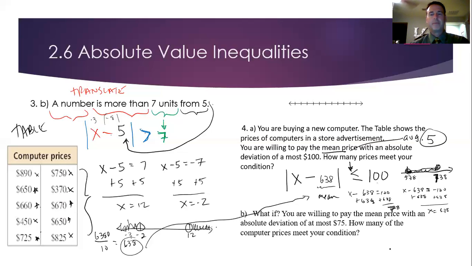All right. Part B is not much different. It says the mean price is within an absolute deviation of 75. So x minus, again, 638 has to be less than or equal to 75. You would treat it the same way. So x minus 638 is equal to 75, and x minus 638 is equal to negative 75. So add this over.